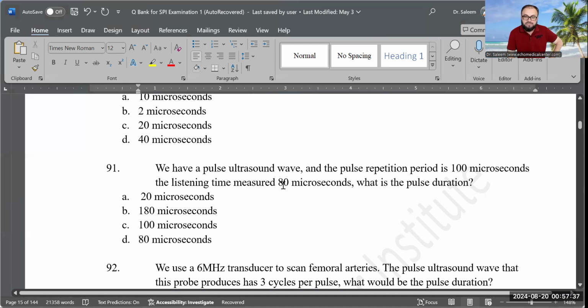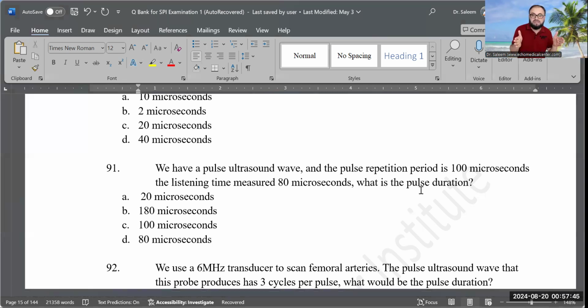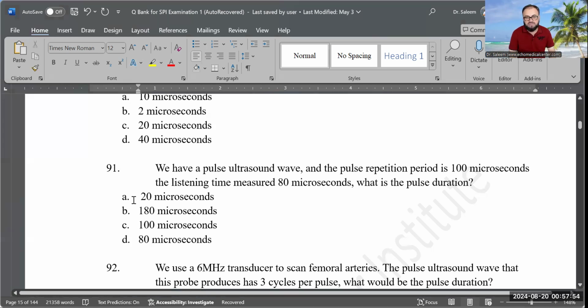So remember, now we're looking for pulse duration. PRP is made of pulse duration and listening time. So if the whole PRP is 100 microseconds and only listening time is 80, it means the remaining is 20 only, and that is the correct answer. So that will be the pulse duration, 20 microseconds. Correct. Next.